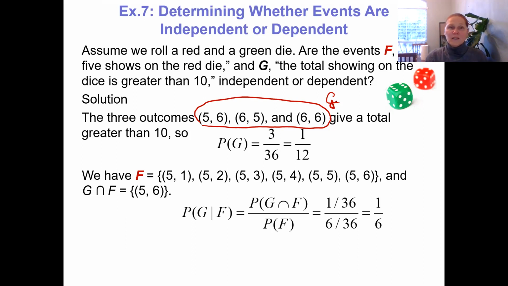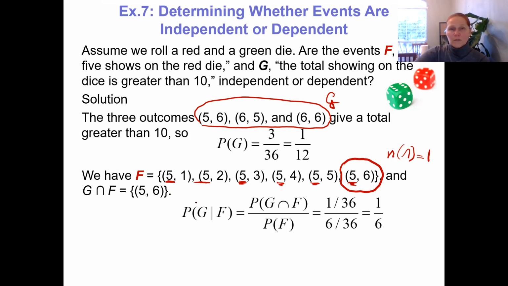And the event G given F. F is that the first die shows 5. We take the line 5 from the table of rolling 2 dice. Given the first die showing 5, we have actually only one outcome in the intersection, 5 and 6. So the number of outcomes in the intersection is 1.